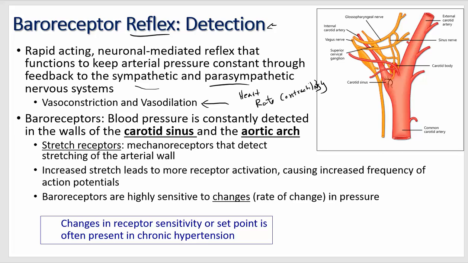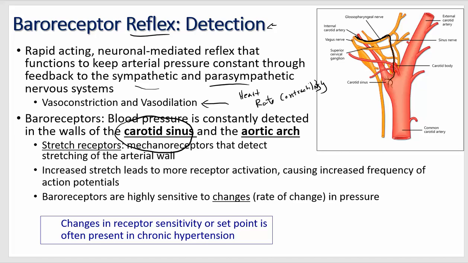So for the baroreceptor, blood pressure is constantly detected in the walls of the carotid sinus. I have a picture of the carotid sinus here. It is right in this area, where the common carotid artery splits into the external and the internal carotid. You can see in this picture the nervous tissue, and it forms up here with the glossopharyngeal nerve. There are going to be mechanical receptors that join up with the glossopharyngeal nerve, and then that goes off to the brainstem.